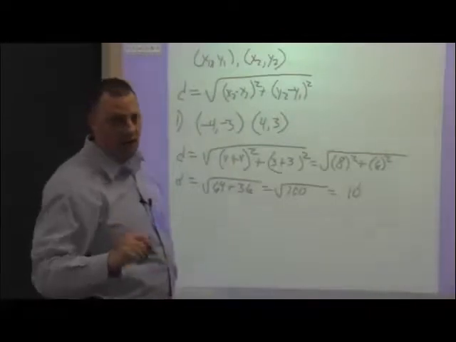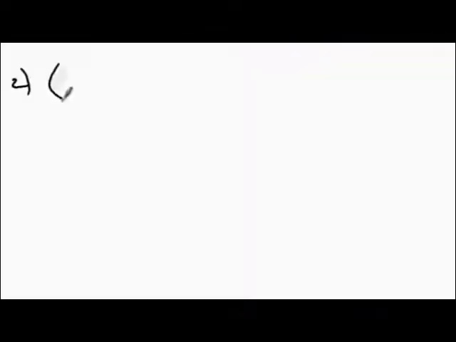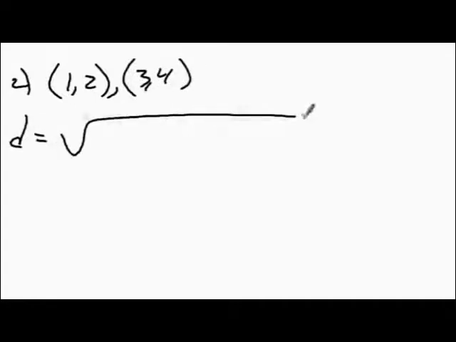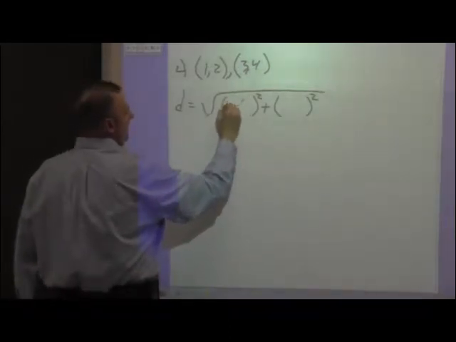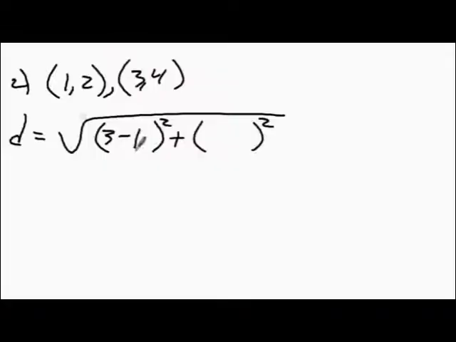Let's go over one more example. Say I give you the point 1, 2, and the other point 3, 4. Distance, go ahead and put your square root there, put your quantities squared, plus, it's a plus there, quantity squared. Now let's put in the x sub 2 minus x sub 1, so that's going to be 3 minus 1. And then the difference of the y's, so that's going to be 4 minus 2.